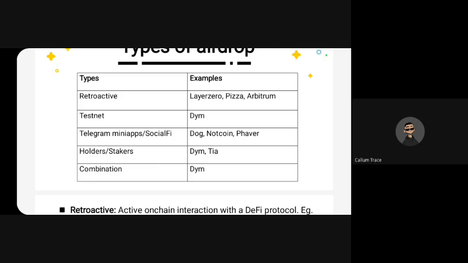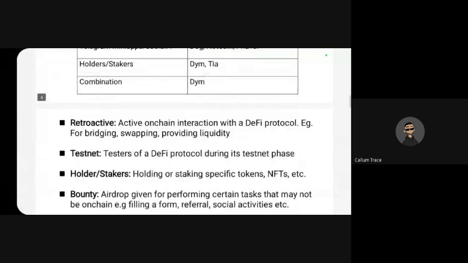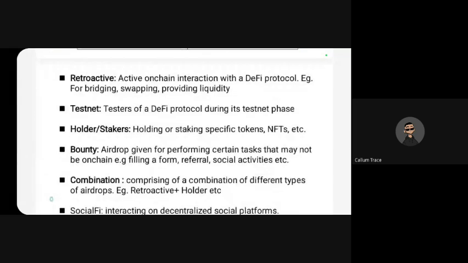So let me give a brief explanation of all of these airdrop types. The retroactive kind of airdrop involves active on-chain interaction with the DeFi protocol. It means you're spending real money: you're swapping, you're bridging, you're minting NFTs, you're providing liquidity, you're spending money for gas. Yesterday I was interacting with a project, and I did not even know when I spent up to $10 for gas just last night, and I was really upset. I just hope the project does well, right? So this is what a retroactive airdrop is. You're interacting with the project.